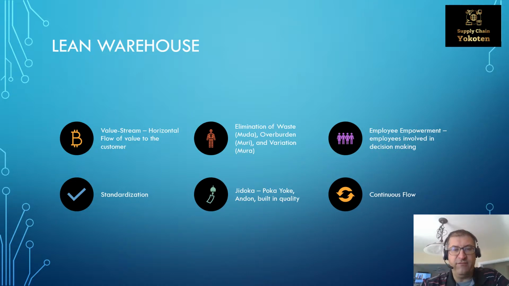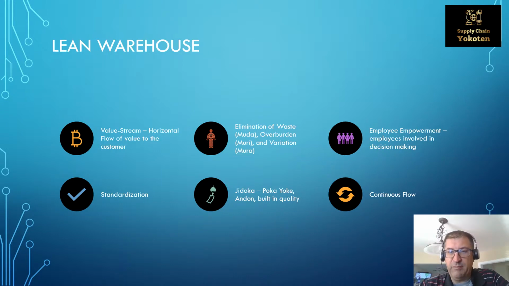Also want to have a value stream, horizontal flow of the value to the customer. A lot of times we talk about value stream mapping also to map out the flow from the supplier to production to the customer, map out your whole system to find out where we can make improvements. Elimination of waste, MUDA, overburden, MURI, and the variation, MURA.